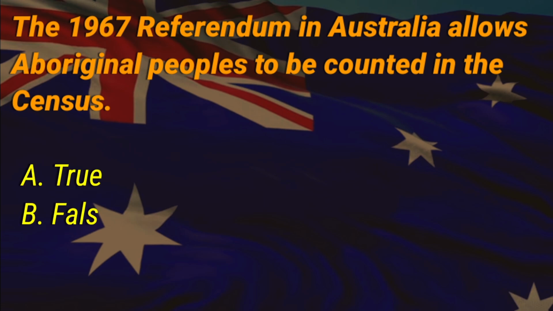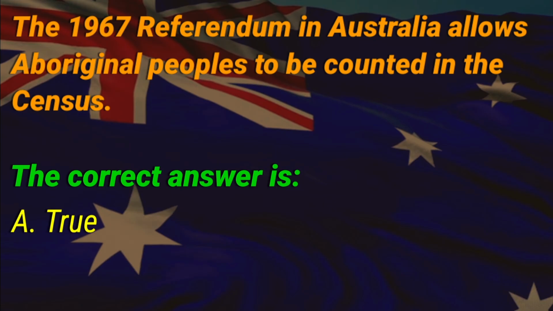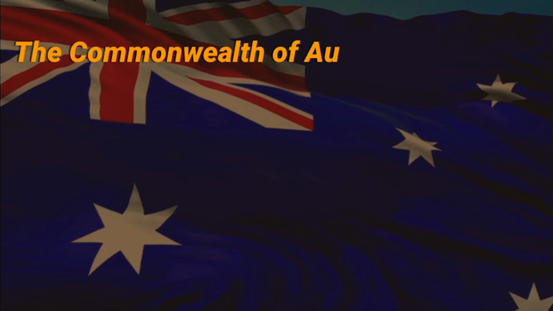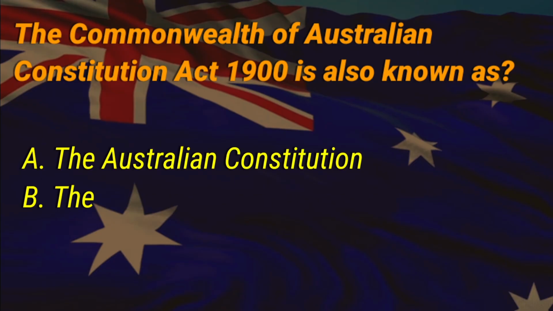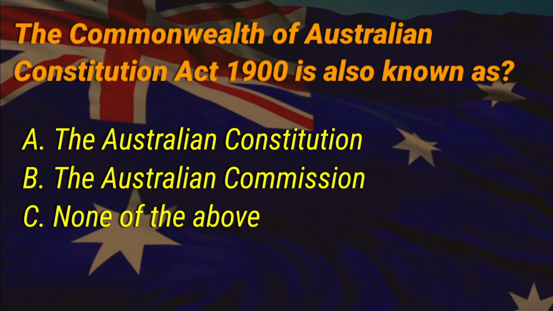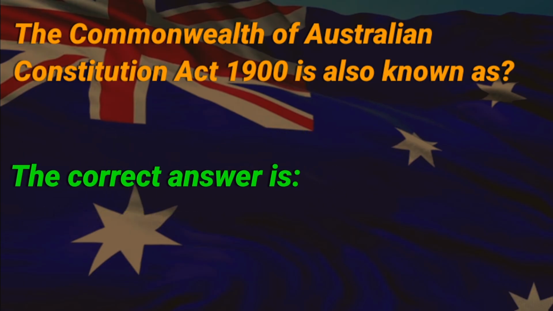The 1967 referendum in Australia allows Aboriginal peoples to be counted in the census. A. True. B. False. The correct answer is A. True. The Commonwealth of Australia Constitution Act 1900 is also known as A. The Australian Constitution. B. The Australian Commission. C. None of the above. The correct answer is A.